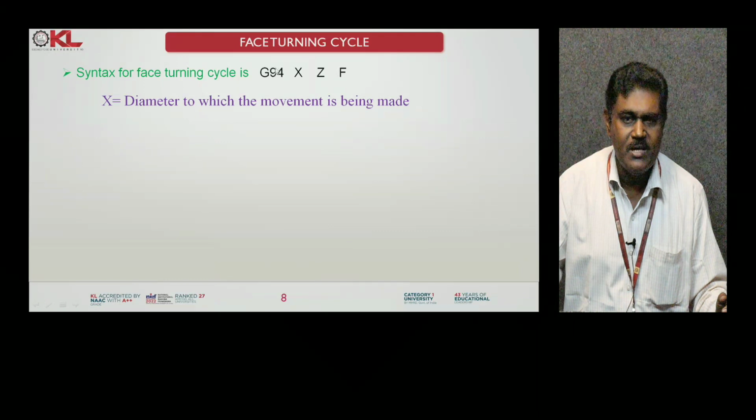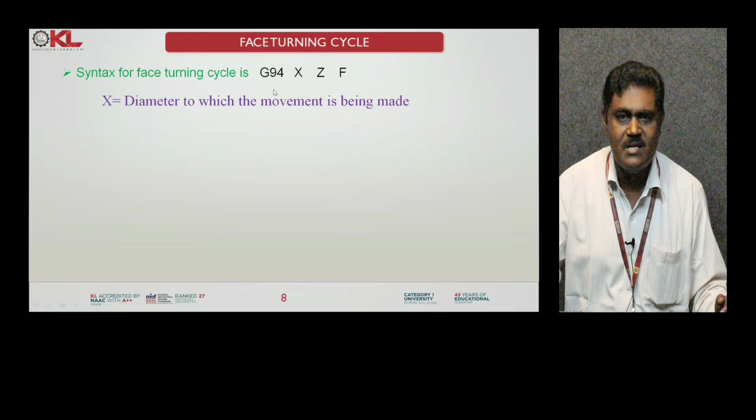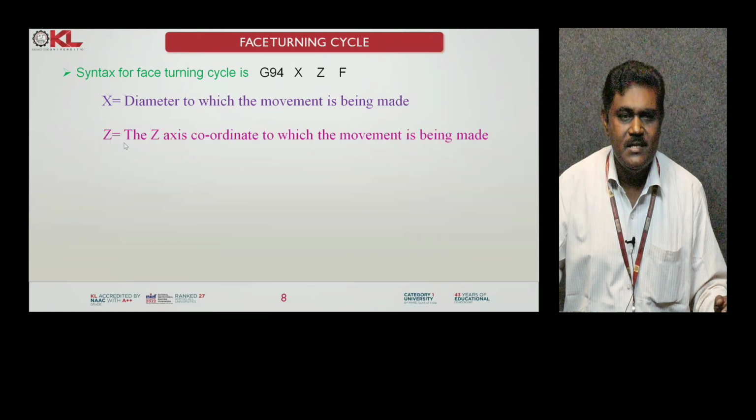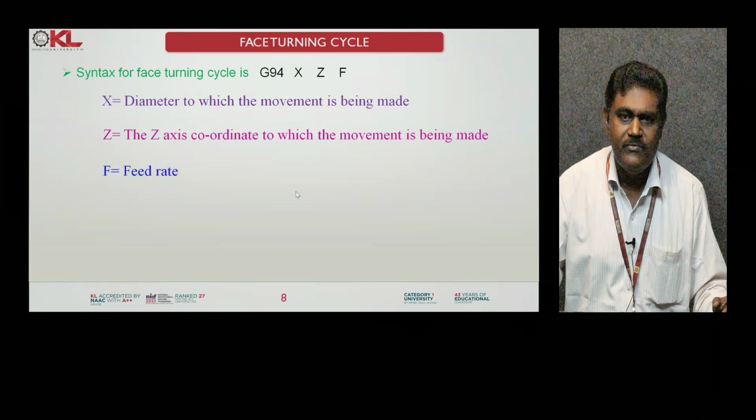That is similar to G90 X Z F. Here G94 is used for the phase turning cycle. So, X is the diameter to which the movement is being made, Z is the Z axis coordinate to which the movement is being made, and F is the feed rate.